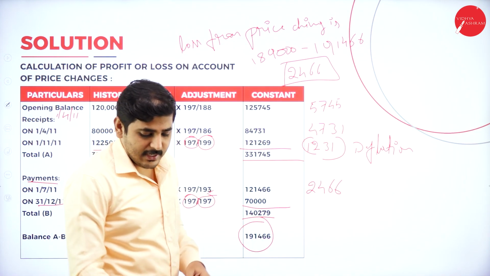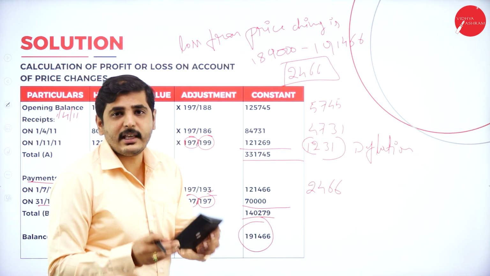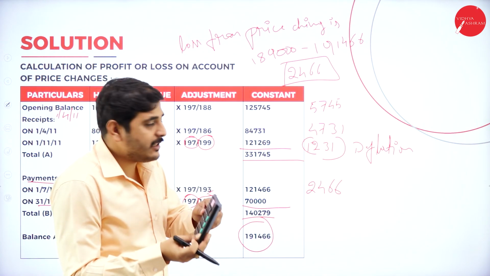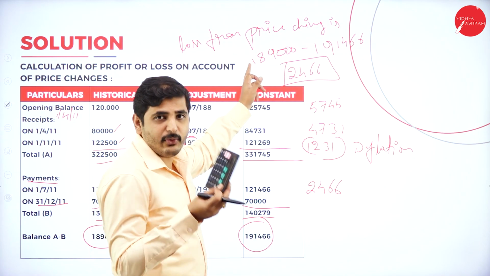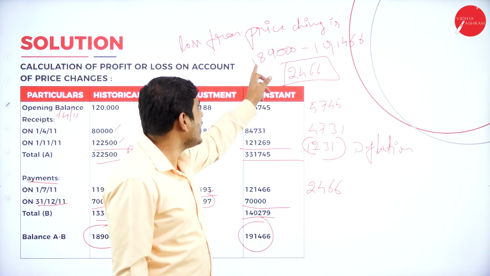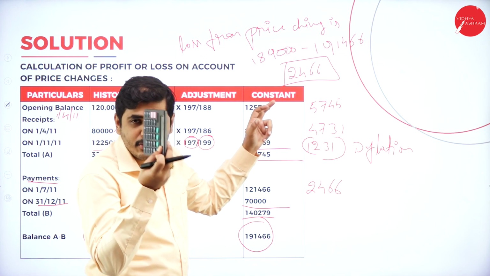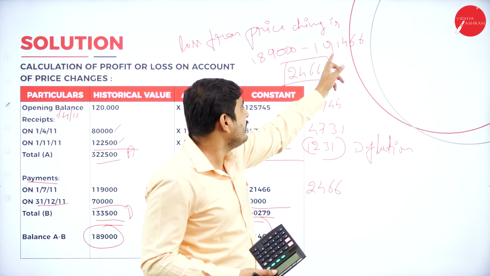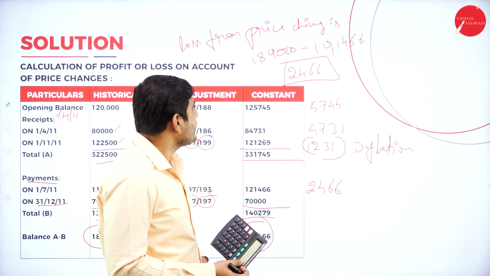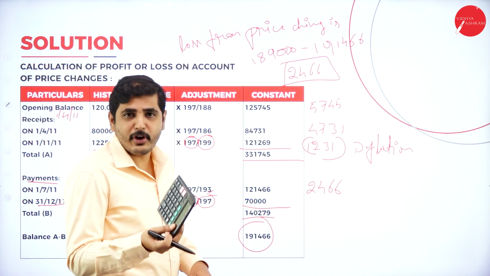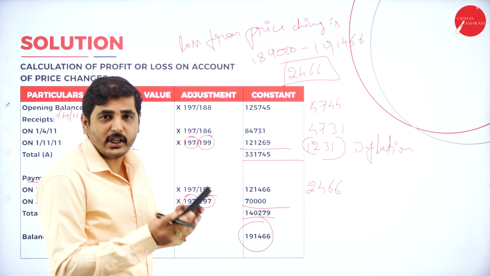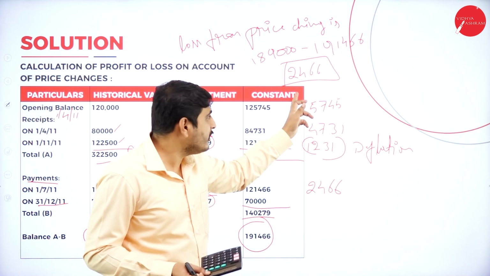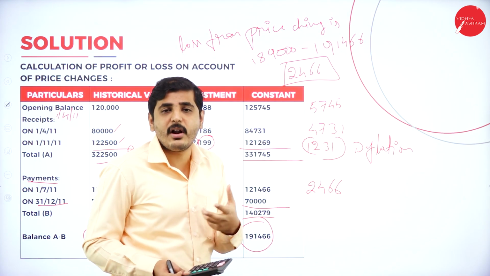For example, let's assume this calculator or computer. If you wanted to purchase this calculator in the previous year, its worth is 1,89,000, but if you want to purchase the same calculator today, its cost will be 1,91,466. So the value for money has been reduced. The cost of the product is increasing, the value for money is decreasing. So to the extent of 2,466, this is called inflation.